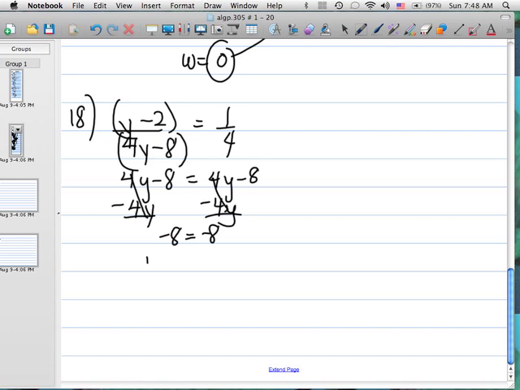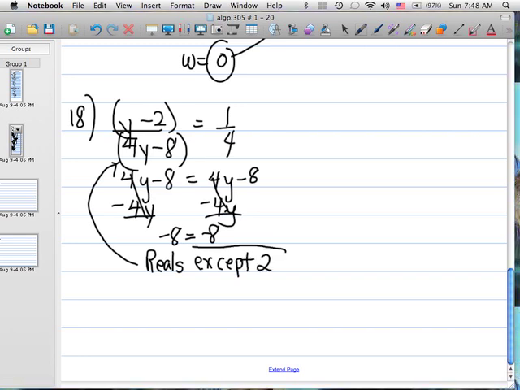So your solution set is all the real numbers, but check and be very careful. I can't let the bottom here be 0. So is there a number that I could put in for y that would cause this to be 0? Well, 8 minus 8 would be 0, and 2 times 4 would make the 8. So I'd have to say reals except 2. All the reals work except 2. I can't use 2.